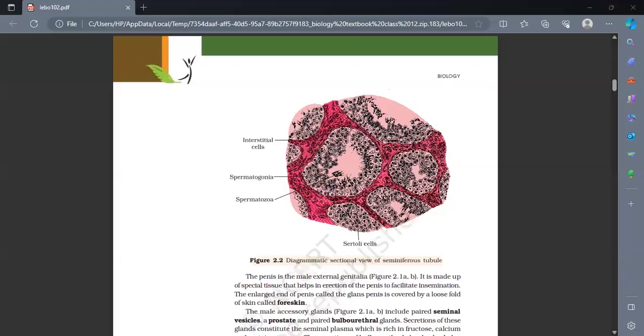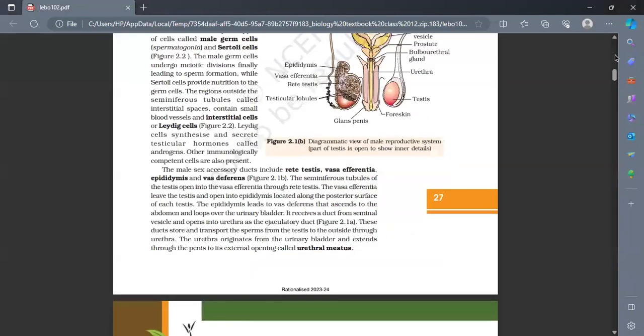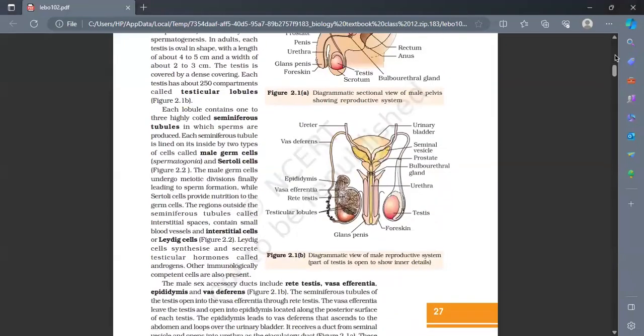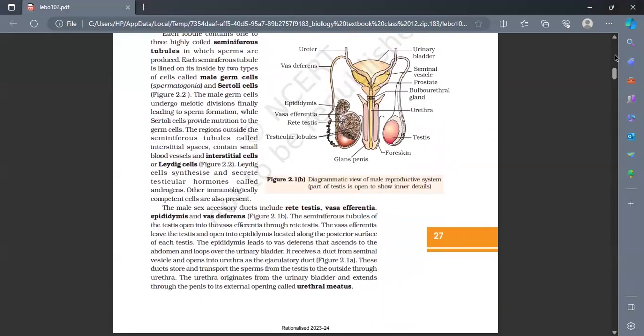Okay, so my screen is shared in front of you. I've opened the NCERT. Most of the diagrams for this chapter will be referred from the NCERT itself, so make sure that you are going through the diagrams. And let us talk about the male reproductive system right now.